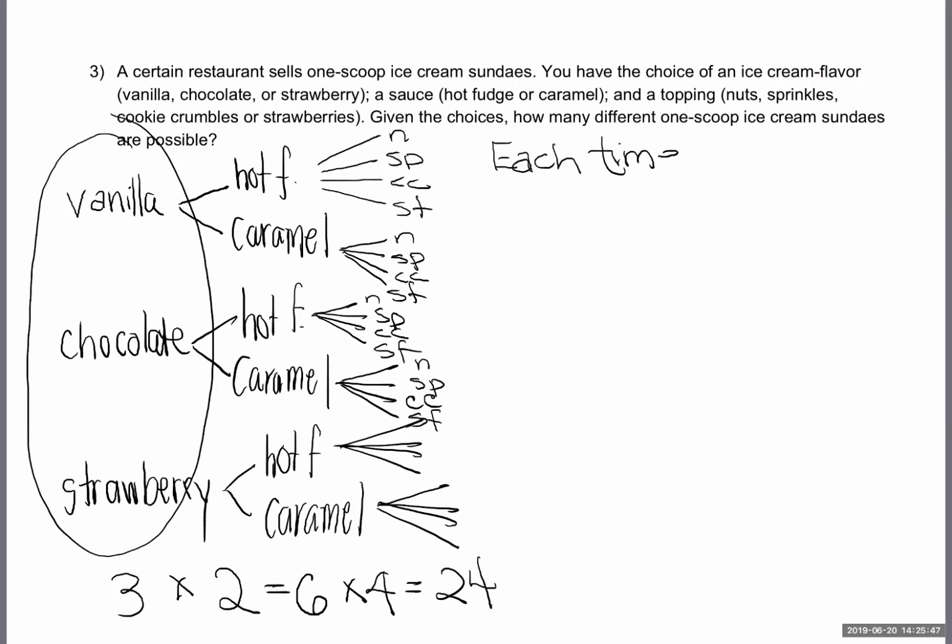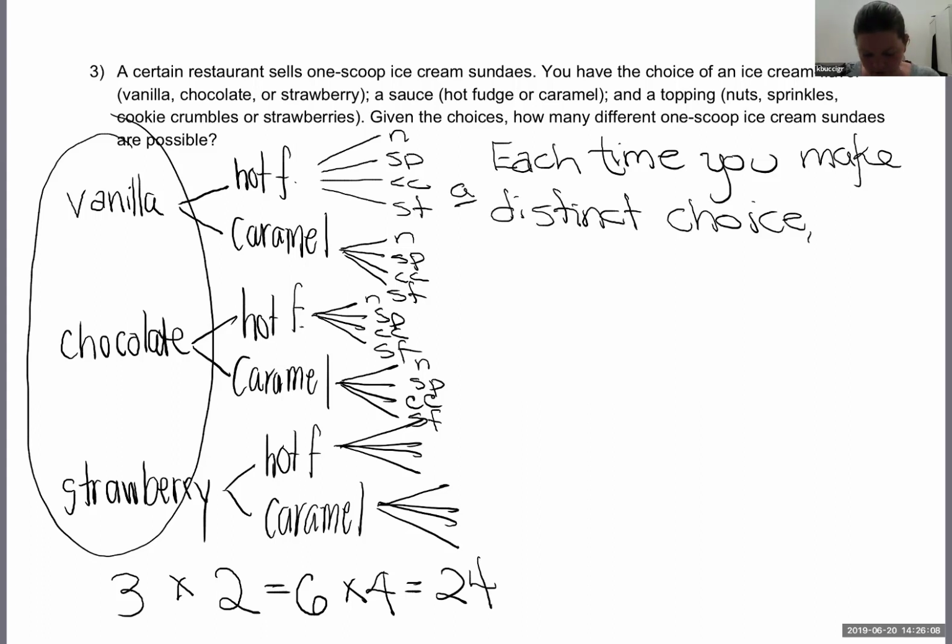Okay, now this is only going to work if it's a distinct choice. Our last problem was not a distinct choice. We were just choosing any 2 toppings. So it was a different method. Does that make sense? But this will work when you have a distinct choice. So each time you make a distinct choice, multiply by the number of options you have.